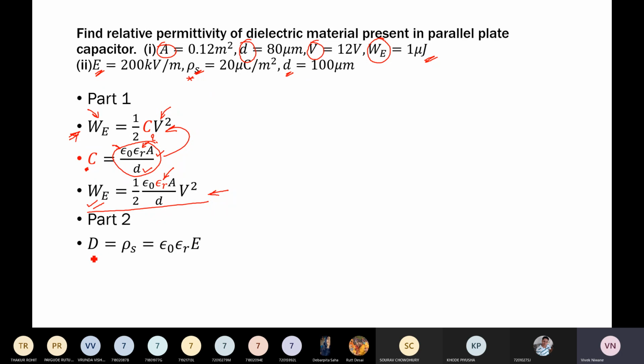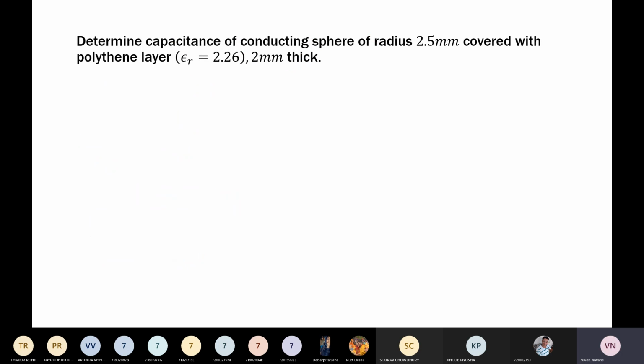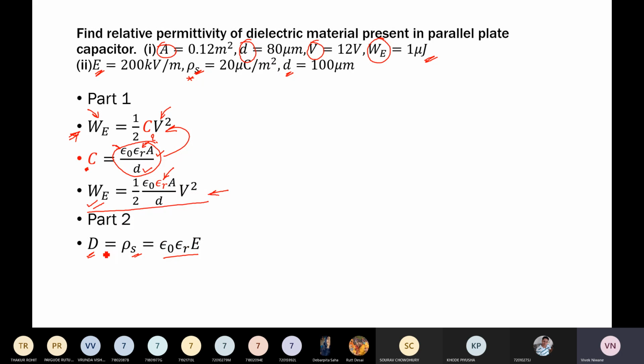So D is nothing but, the electric flux density in the case of a parallel plate capacitor is nothing but the surface charge density, which is expressed as epsilon E, and epsilon is nothing but epsilon 0 epsilon r. So we can write, rho s, epsilon 0 we know, E is given to us. So epsilon r is equal to rho s upon epsilon 0 E. So doing the calculation, we will have epsilon r.